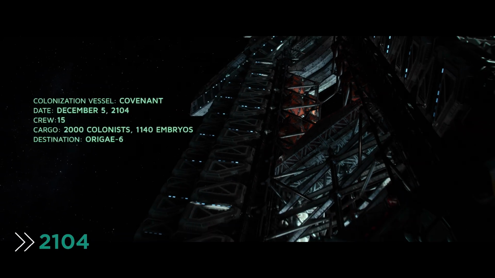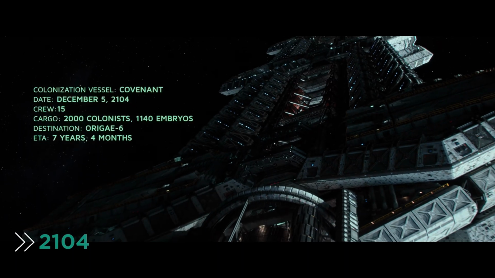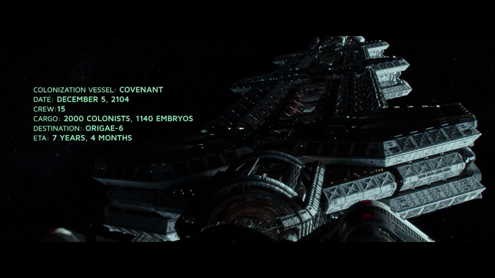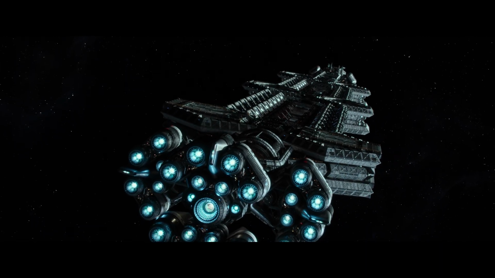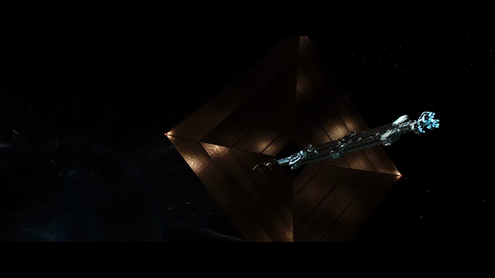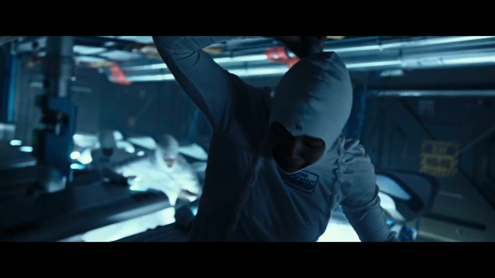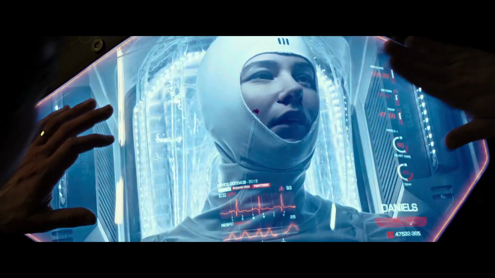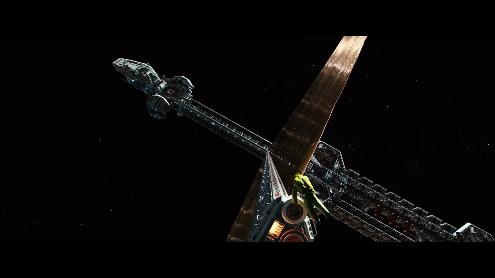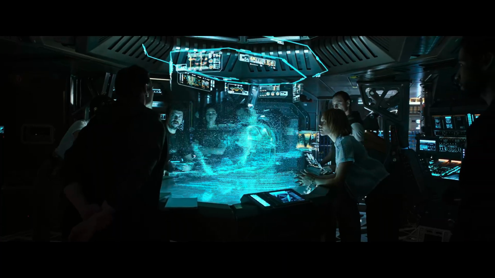11 years later, in 2104, the Covenant starship is on its way to colonize the planet Auriga-6, carrying 2,000 settlers and 1,140 cryogenically frozen human embryos. A supernova explosion damages the ship and kills the settlers, including the captain, Branson. Walter, an advanced android, awakens key personnel to deal with the situation. During repairs, the crew detects a human voice emanating from an unknown, habitable planet.